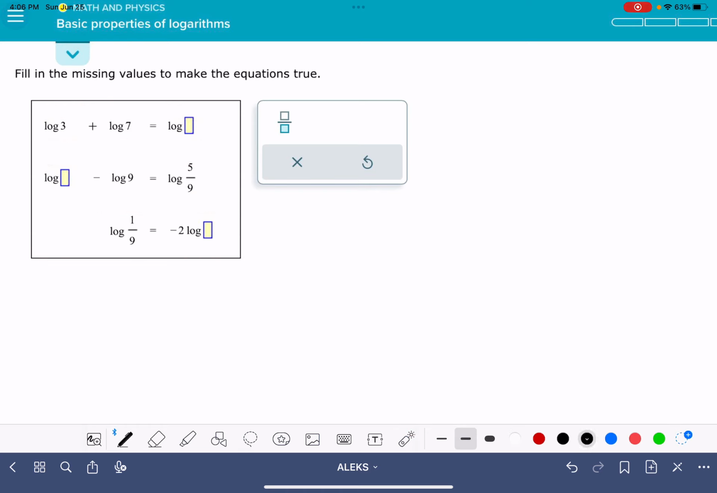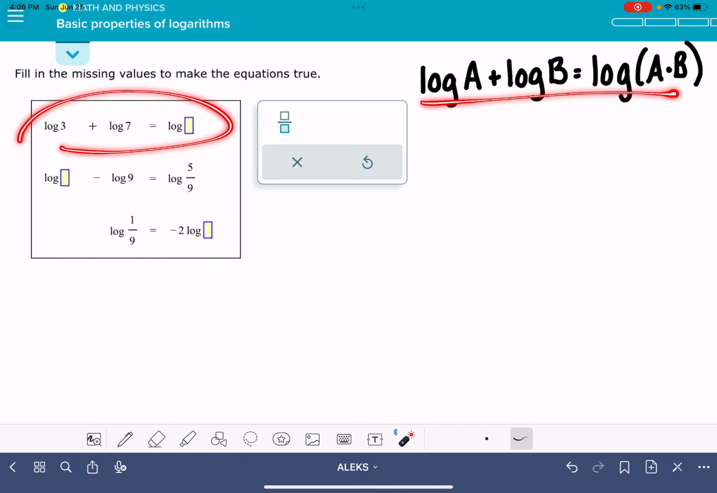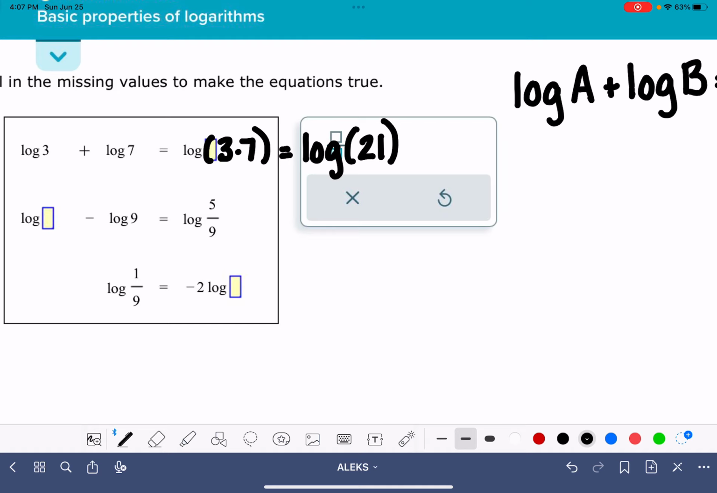So the first basic property of logs that I'm going to write up for you is if you have the log of one number, I'm just going to say A, plus the log of another number, I'm going to say B, that is equal to the log of A times B. And you'll be able to use that property to help you solve the first problem within this problem. We have log of 7 plus the log of 3, which is equal to the log of 3 times 7, which we're just going to simplify as the log of 21.